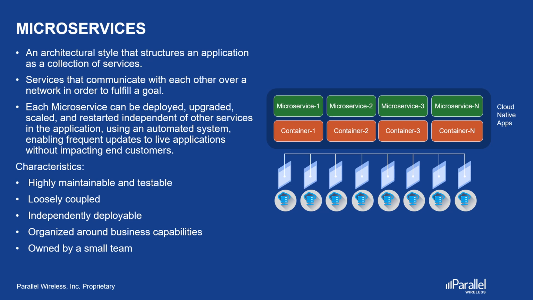There is no standard way of decomposing any application, but there are microservices guidelines or characteristics defined by some of the experts like Martin Fowler and others, which act as the guidelines for decomposition. Some of them are listed here on the slide. Things like highly maintainable and testable, loosely coupled components, independently deployable, organized around business capabilities, and owned by small teams. These are just some of the key ones, and there are many more.